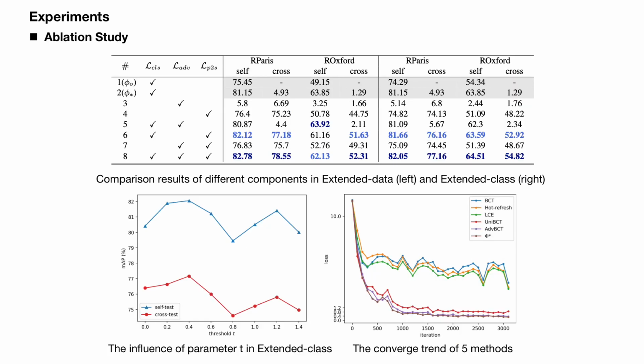We also did some ablation studies. We compared different components in extended data and extended class. From the table, we can find that combined with the adversarial module and elastic boundary module, we got better results. Another interesting phenomenon is that the adversarial loss can accelerate convergence, as shown in the figure.